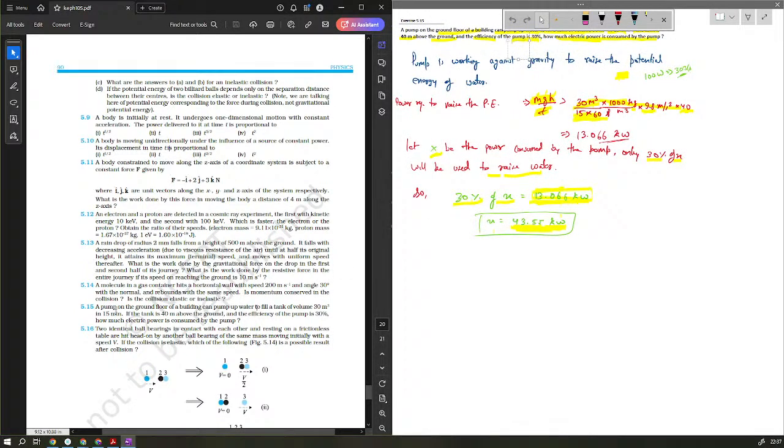So in the 15th question, we have a pump on the ground floor of a building that can pump water to fill up a tank of volume 30 meters cube in 15 minutes. If the tank is 40 meter off the ground and the efficiency of the pump is 30%, how much electric power is consumed by the pump?